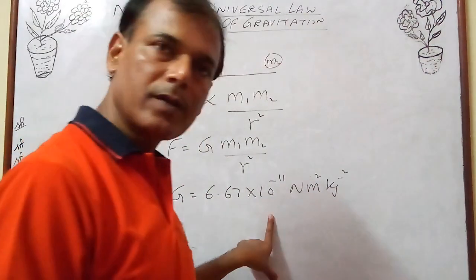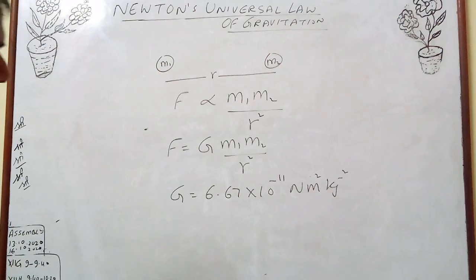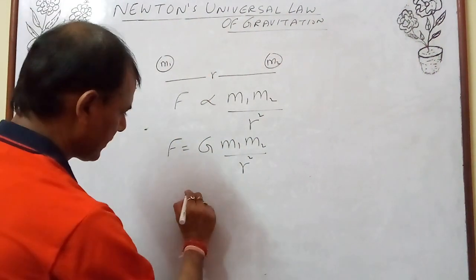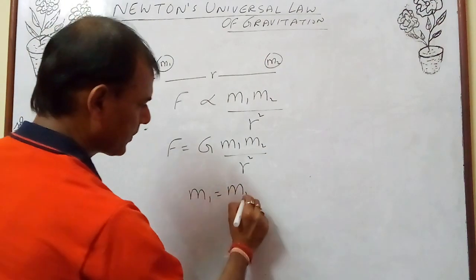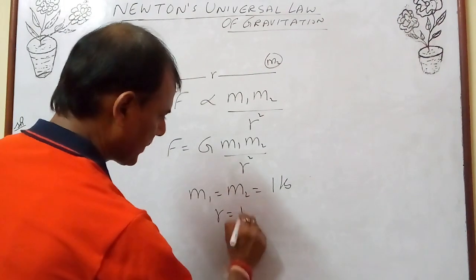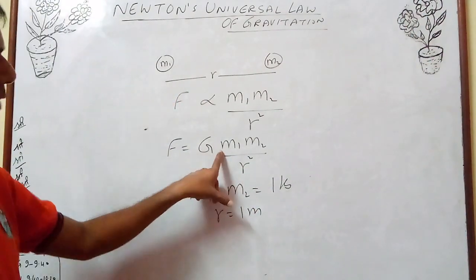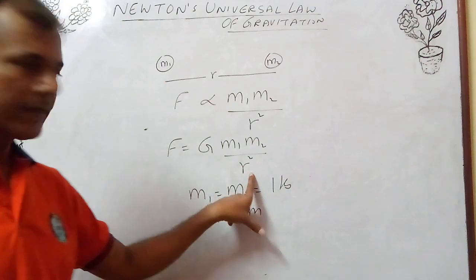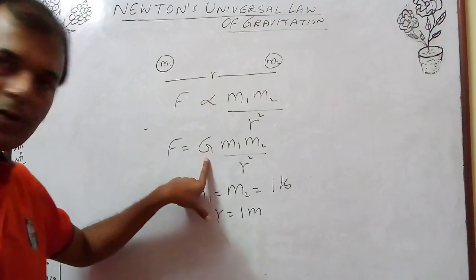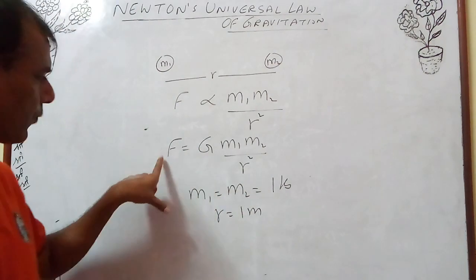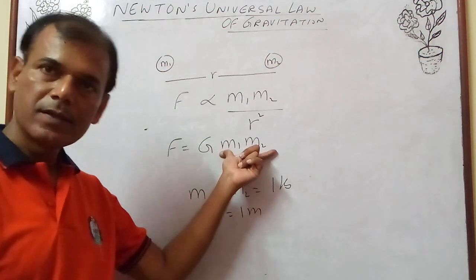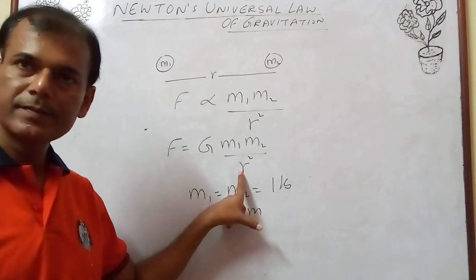The G is very small. Now how do we define this G? For the definition, I make mass M1 equal to M2 equal to 1 kilogram and R equal to 1 meter. Now we can say that G is equal to F. So gravitational constant is numerically equal to the force of attraction between two objects of unit mass which are placed at unit distance apart.